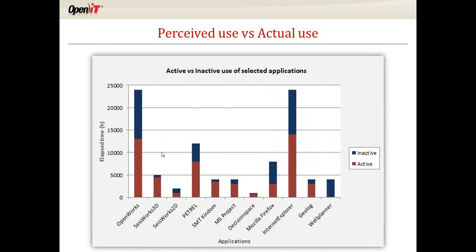Actual or active versus inactive use. This is just, again, to show an example that you can measure and meter this across not only licensed servers, but individual, it can be at the browser level. So again, different people use the data differently. In this particular one, OpenWorks, it looks like one of those oil and gas applications, an expensive one. It looks like it's idle 50% of the time. So we certainly have the ability to optimize this and improve productivity.